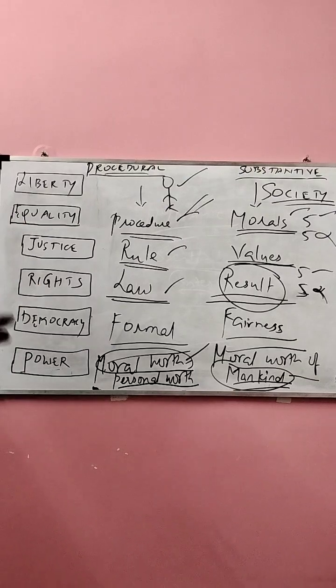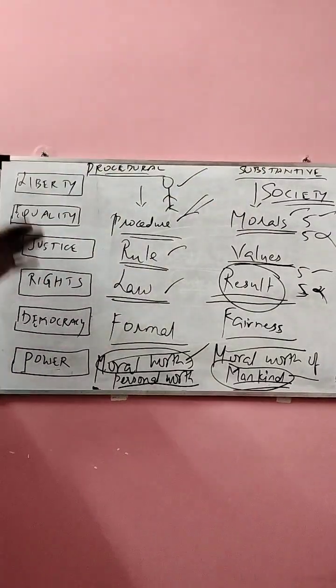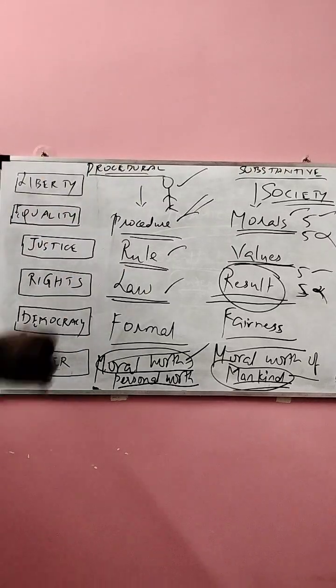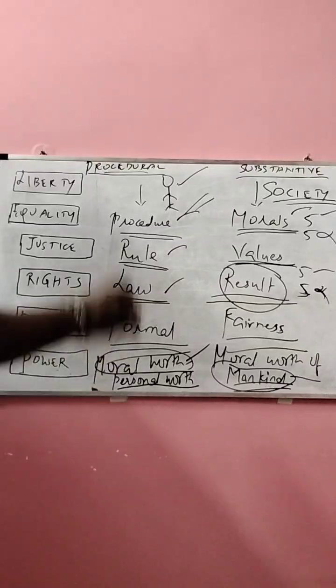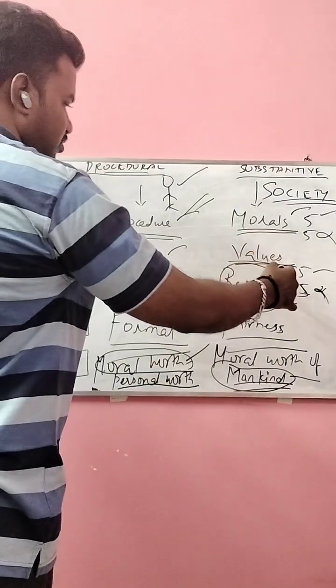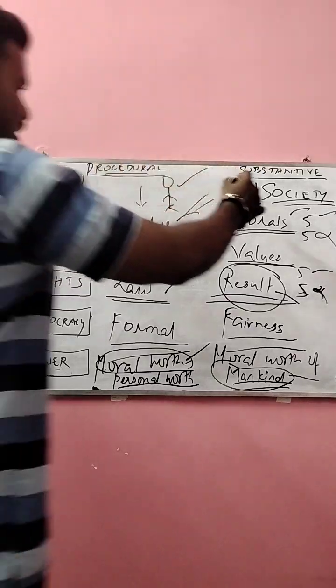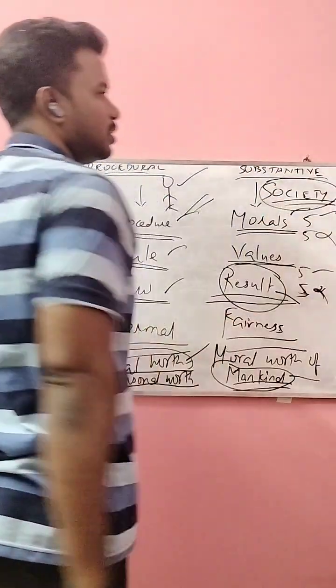1,000 students may write the NEET exam, only 10 may pass, the rest will fail, but yet the procedural tradition will uphold the NEET examination or the IAS examination. It is not worried about the result. But the substantive tradition will take into account the moral worth of mankind. It will take morals into account, it will take the result into account. If 1,000 students write the IAS examination, only 10 may get selected, the remaining 990 may not get selected. But the substantive tradition will ask us to take the society into account.